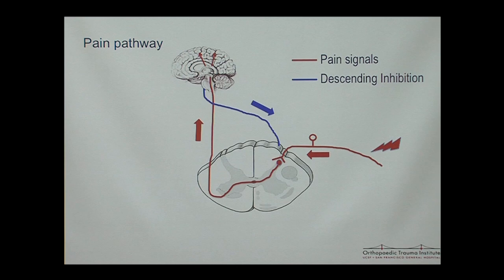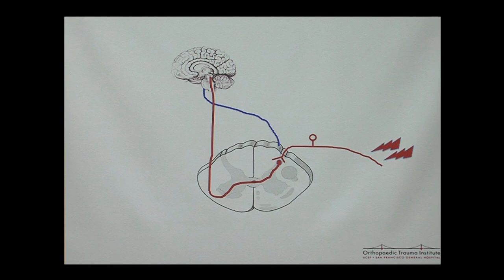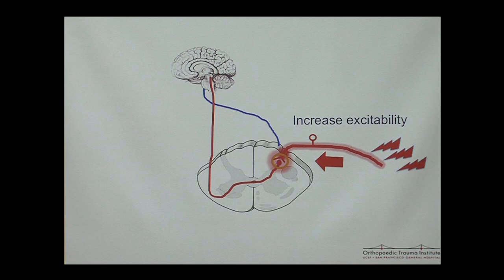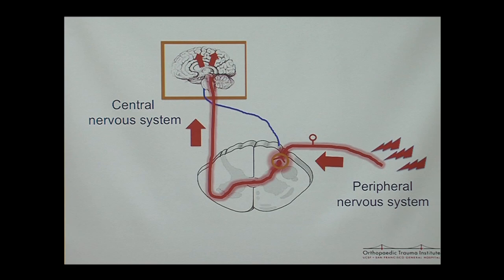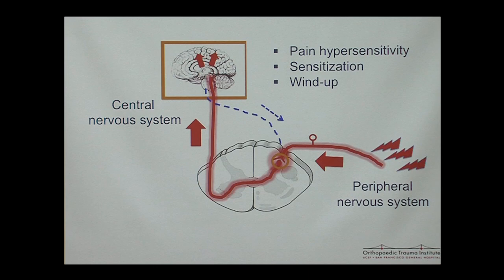But if the pain is persistent and very strong, so there is always pain there, the nerve has excitement, so increased excitability. So the peripheral nervous system, the central nervous system, all the nerves are excited. So a lot of different pain signals go towards the brain, so the brain feels the pain in a little bit different way. Then normally we have an inhibitory process, but at this time the brain does not send the inhibitory signal anymore. So in this situation, we call it pain hypersensitivity, sensitization, or wind up.